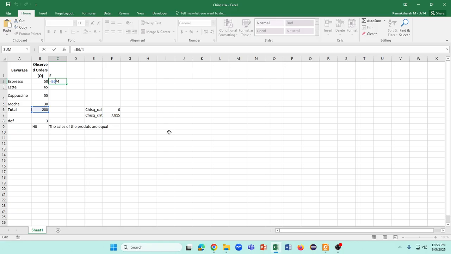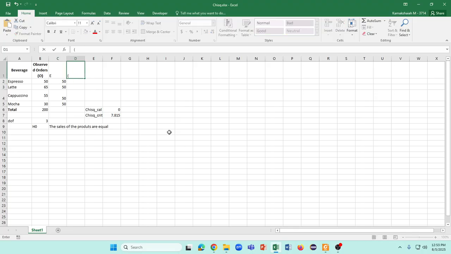Now I need to freeze this cell because the value for that cell is not going to change across the categories. So if you press F4, there will be an additional dollar sign in the cell address, which means you are freezing that cell. Now I can fill down, Control D, so that the value will be filled down in the same column.